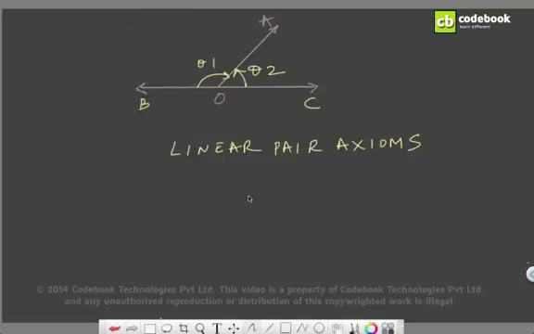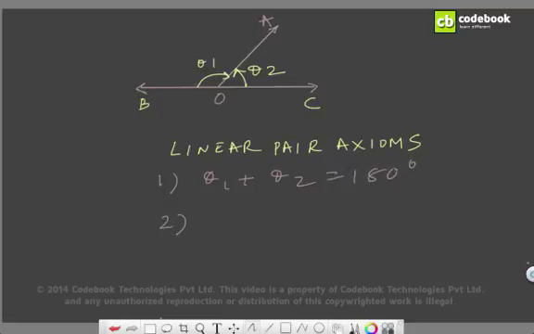In this lesson, we will learn about a couple of linear pair axioms. The first axiom states that if a ray is standing on a line, the sum of the adjacent angles formed by that ray and the line is always equal to 180 degrees. If you observe in the figure, OA is a ray standing on a line BC and it is forming two adjacent angles, theta 1 and theta 2, and the axiom states that the sum of these two angles is always equal to 180 degrees.